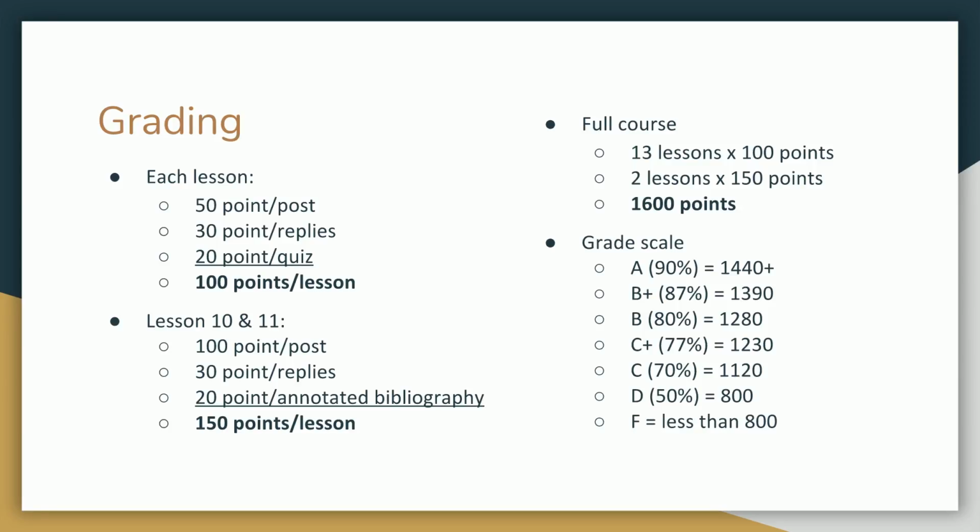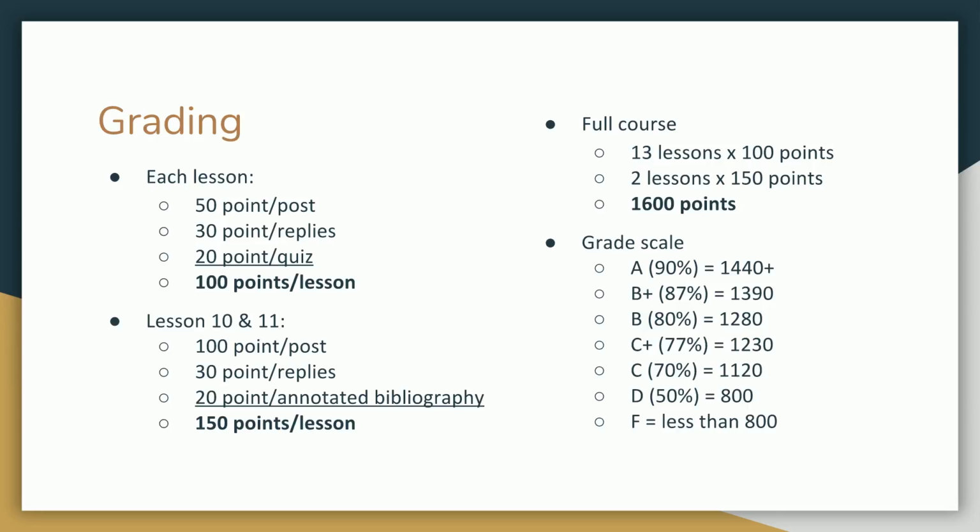But lessons 10 and 11 are slightly more points. The posts for lesson 10 and 11 are worth 100 points each, so they're twice as much as a normal post. The requirements are also more stringent, so that's reflected in the grades. Those lessons are worth 150 points each instead of 100. So the total course is 1,600 points. There are no additional assignments apart from the post replies and quizzes and the research project in weeks 10 and 11.